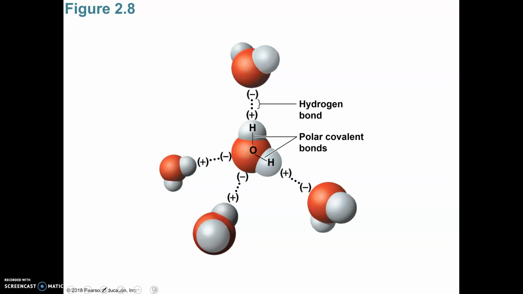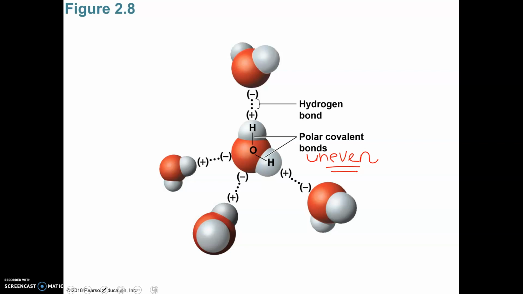Why are they called polar covalent bonds? Because the sharing between the oxygen and the hydrogen is uneven. I gave the analogy, if I shared a candy bar with you, but instead of breaking it in half, I only gave you, say, a quarter of it and I ate the rest, we would have shared, but I got more than you did. So that's sort of like a polar covalent bond.